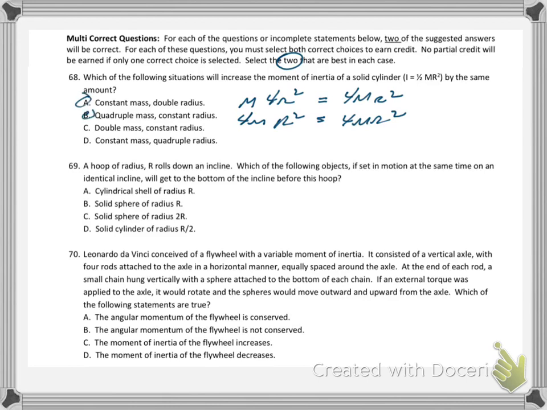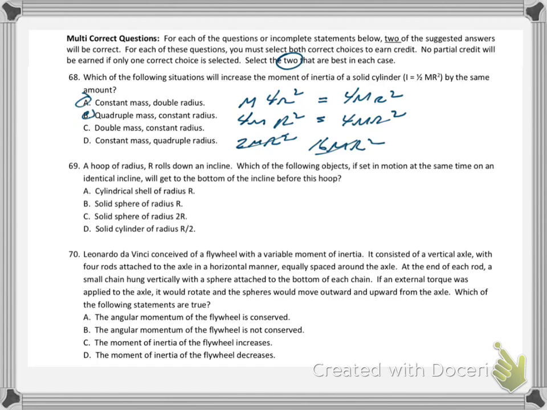Now for C and D, if we double the mass, it would be 2mr squared. And for D, constant mass, quadruple radius, so that would be 16mr squared. So it looks like A and B are our best bets.